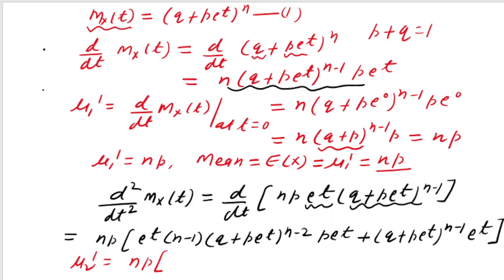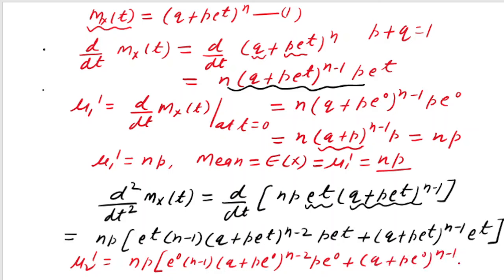And if I put t is equal to 0, e to the power 0, we get n minus 1 into (q plus p e to the power 0) to the power n minus 2, into p e to the power 0, plus (q plus p e to the power 0) whole to the power n minus 1 into e to the power 0. I will be moving to the next page, but before that let us be clear. This becomes 1, this will be n minus 1, and e to the power 0 is how much? 1. So (q plus p) to the power n minus 2, and this thing will become 1 because q plus p is 1.